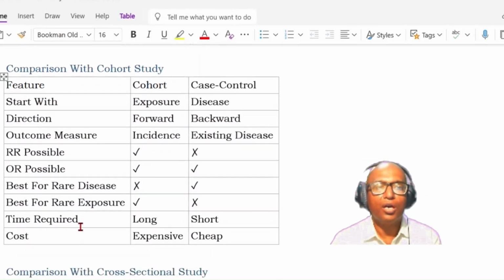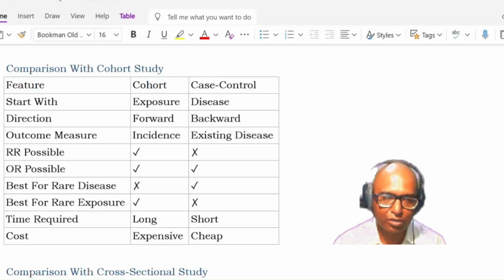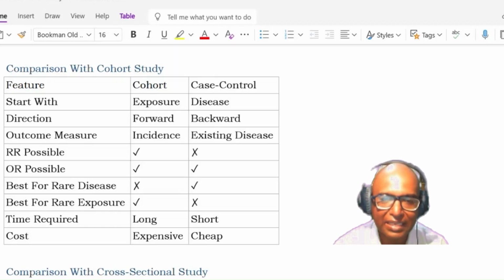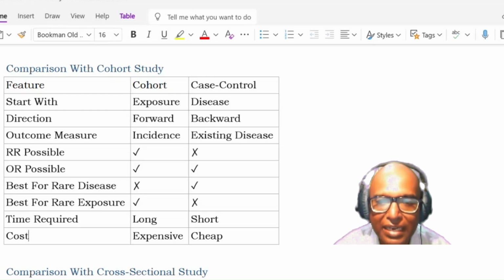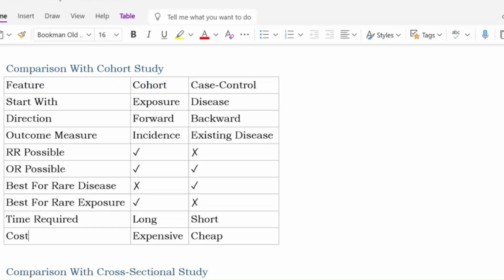Now if we compare this case control study with the cohort study, what we will find is that the cohort study begins with the exposure. It goes in a forward direction, and it will give you the incidence. While the case control study begins with the outcome and goes in a backward direction; the outcome has already happened, so the outcome measure is existing disease. Can the case control give you the relative risk? No, case control cannot give you the relative risk, while cohort will give you the relative risk.